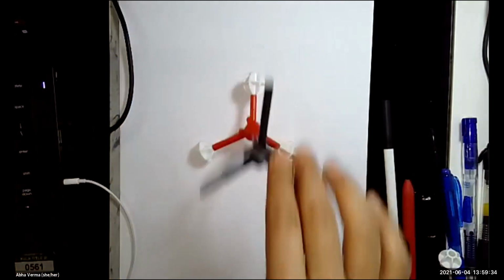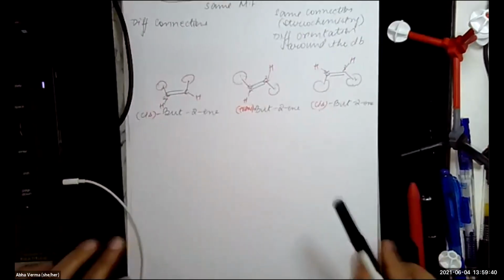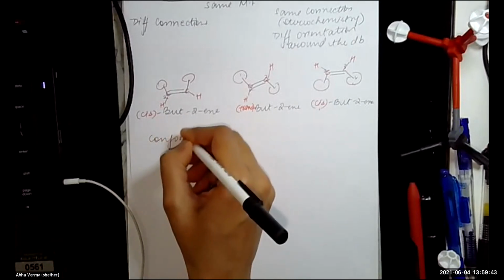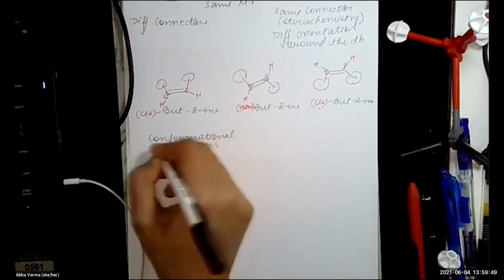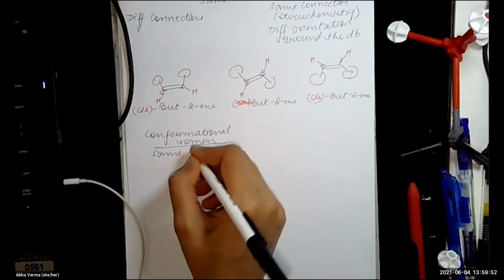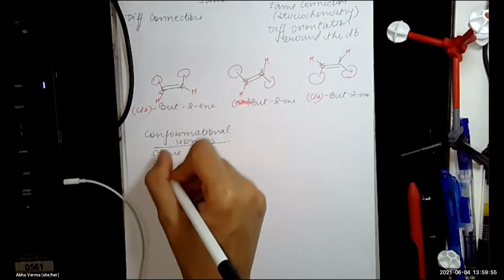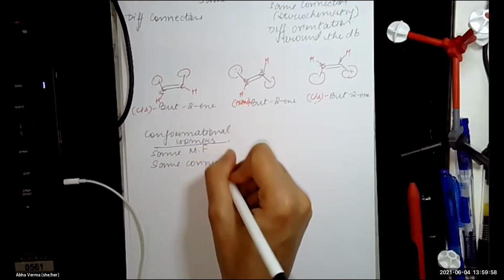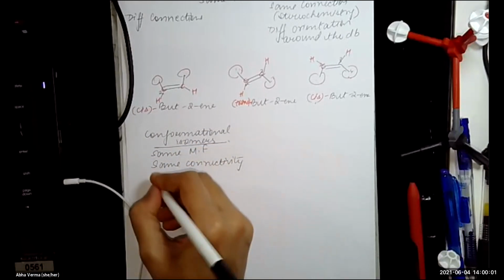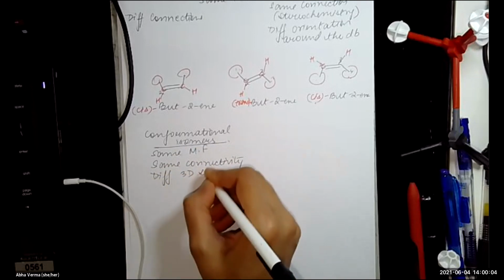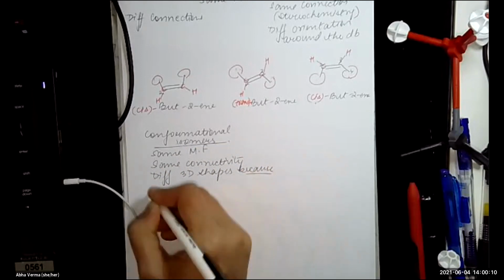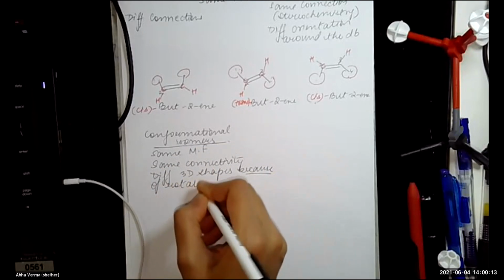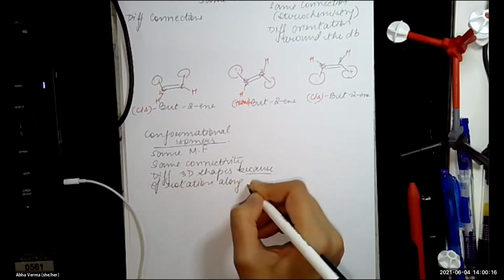So conformational isomers have the same molecular formula. Conformational isomers. So they have the same molecular formula, same connectivity, but different 3D shapes. Why? Because of rotation along the single bond.